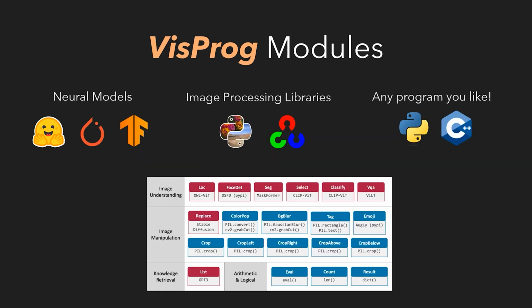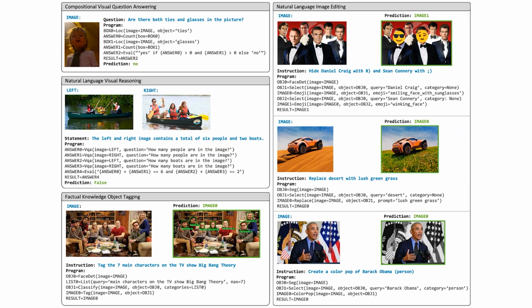And so with a few examples, it can learn to answer questions or to edit images, like putting sunglass face on Daniel Craig, or replacing the desert under the car with grass, or doing an image pop of Barack Obama.